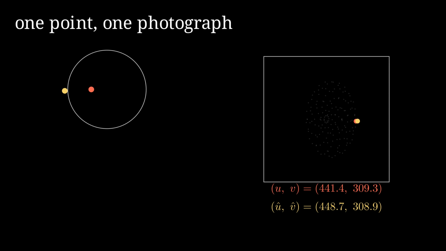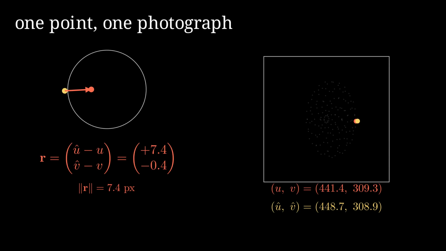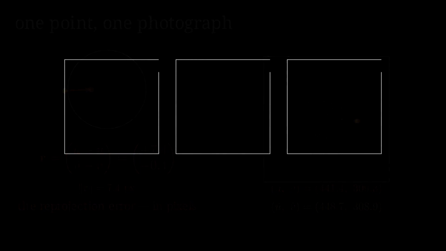Subtract one from the other. Plus 7.3 across, and minus 0.4 down. 7.4 pixels of wrong. That gap is the reprojection error, measured in pixels, because it is a distance in an image. And note the order, predicted minus observed, the way the C++ writes it. 1 point, 1 photograph, 1 little arrow.